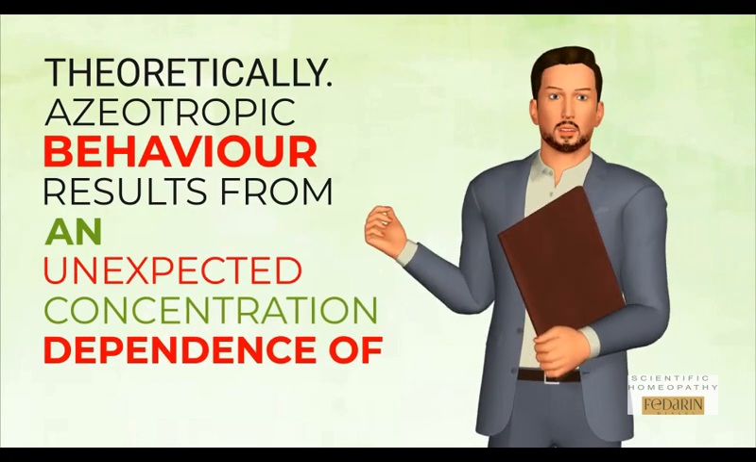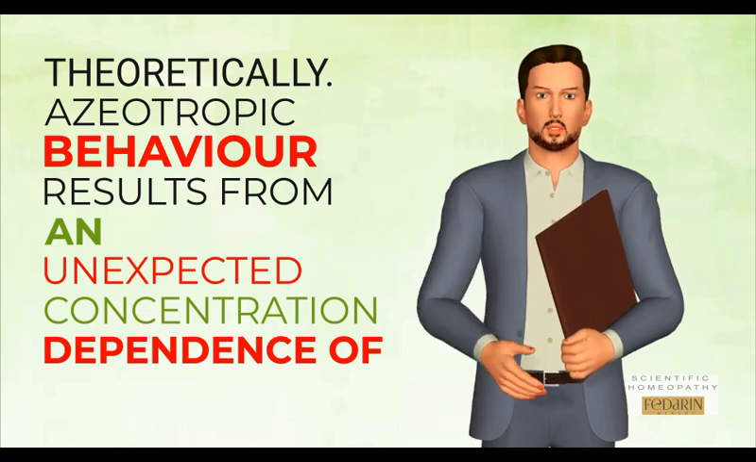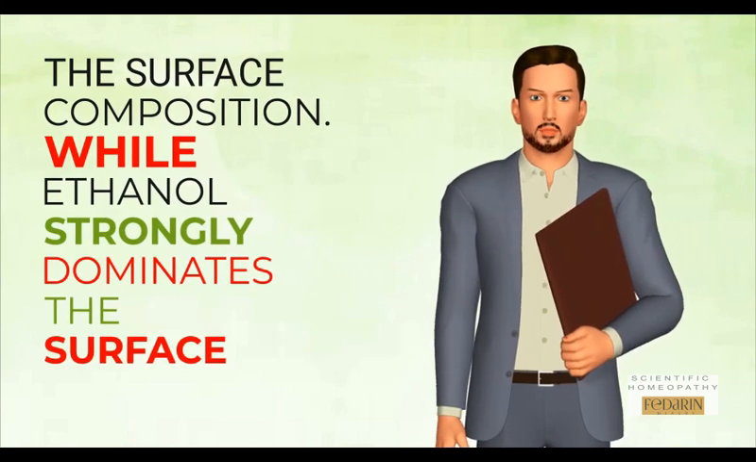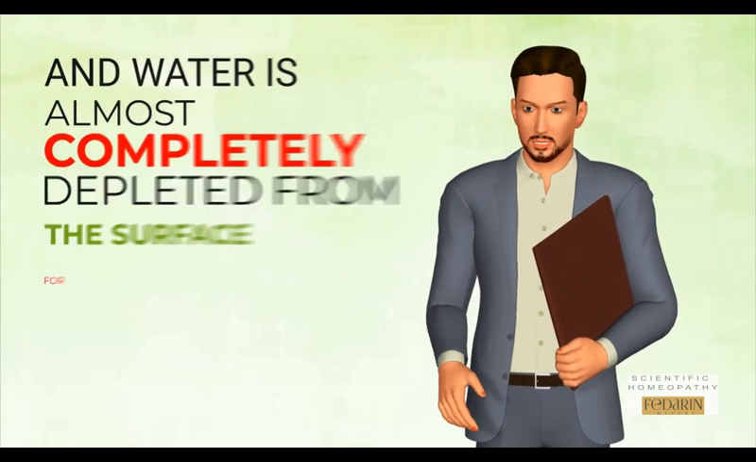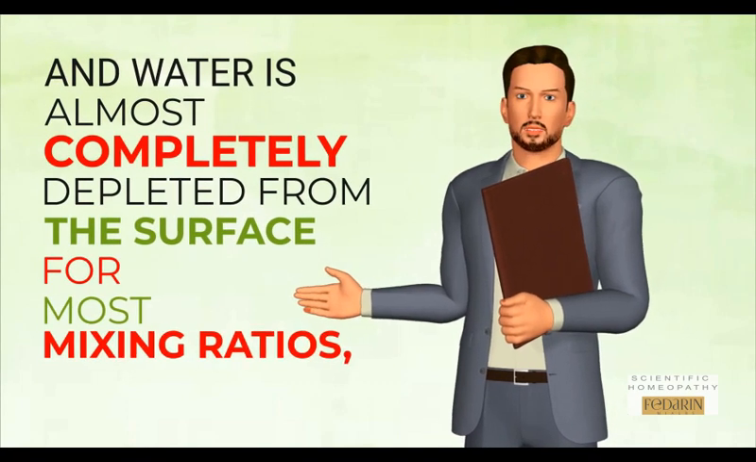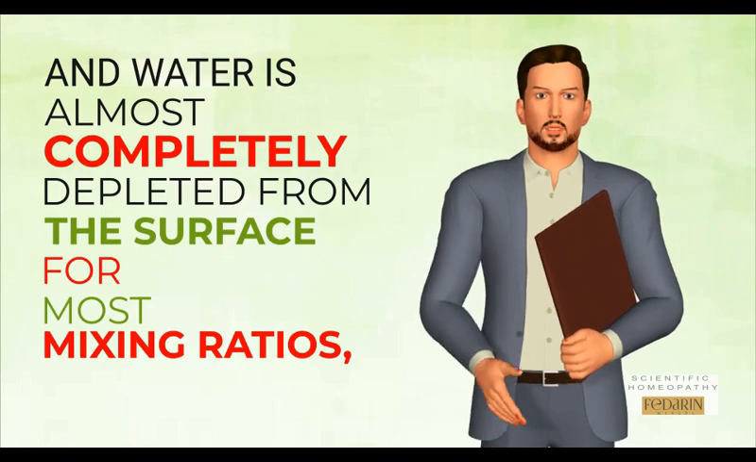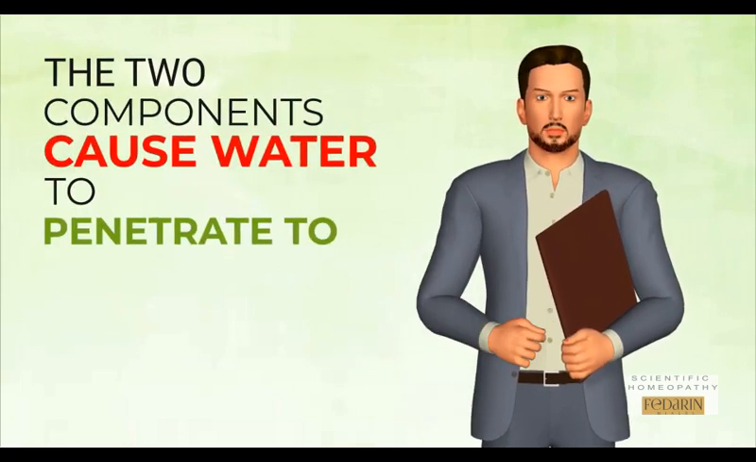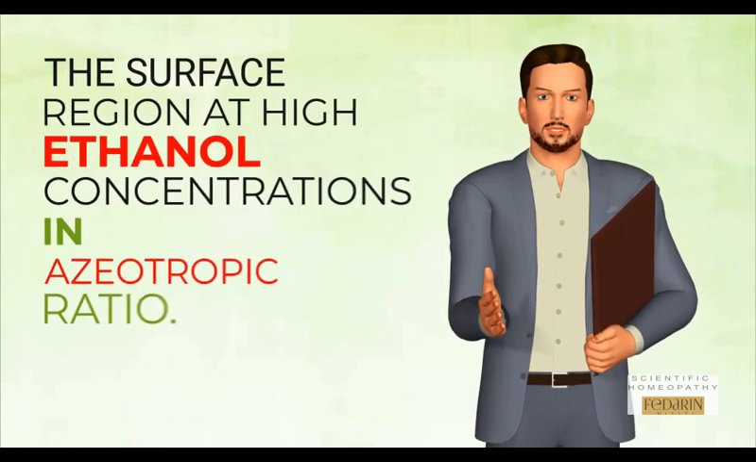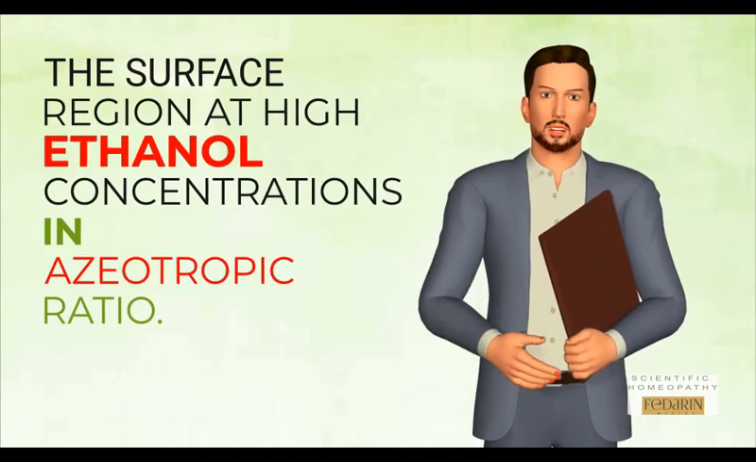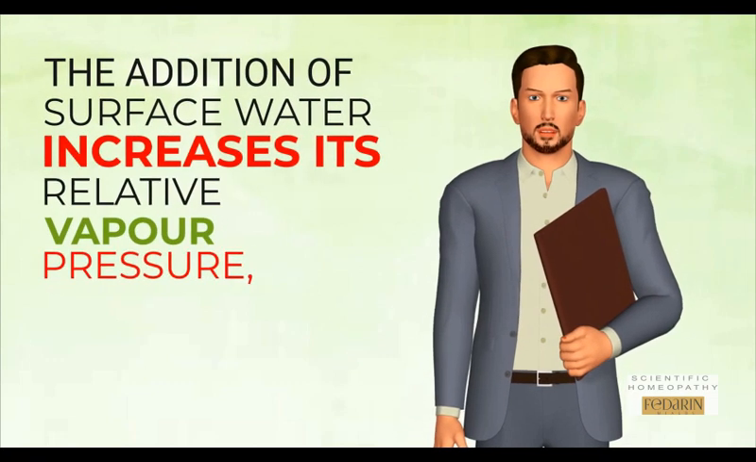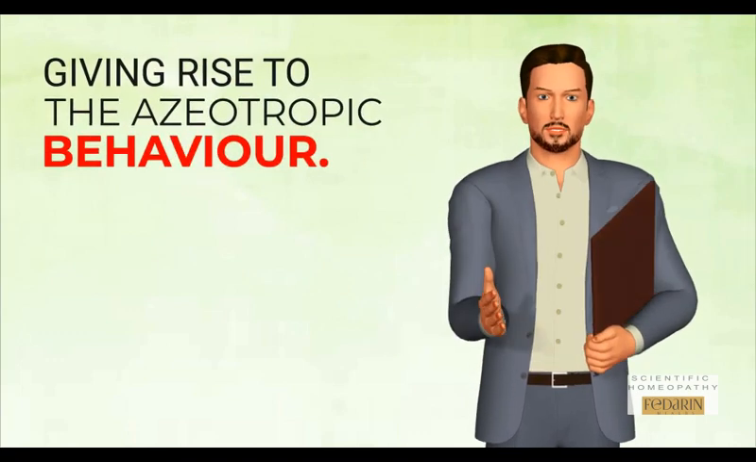Azeotropic behavior results from an unexpected concentration dependence of the surface composition. While ethanol strongly dominates the surface and water is almost completely depleted from the surface for most mixing ratios, the different intermolecular bonding patterns of the two components cause water to penetrate to the surface region at high ethanol concentrations in azeotropic ratio. The addition of surface water increases its relative vapor pressure, giving rise to the azeotropic behavior.